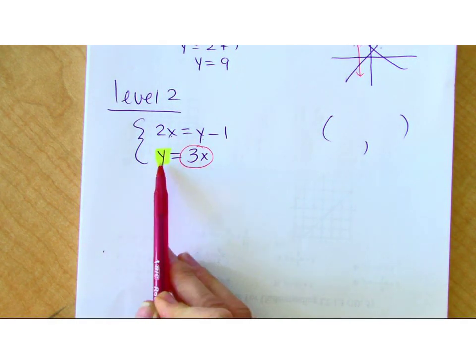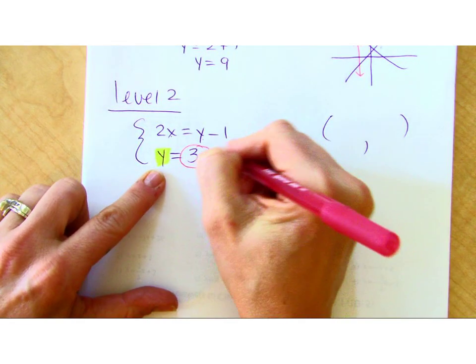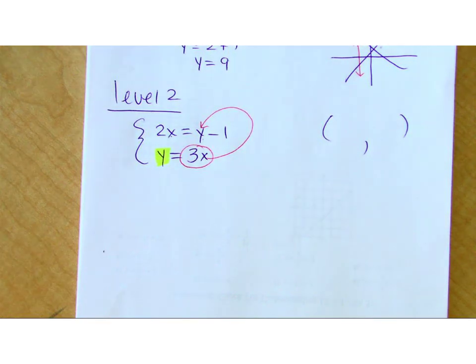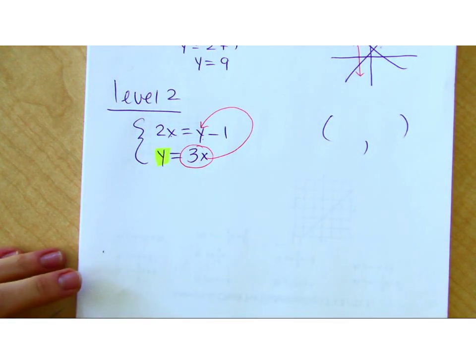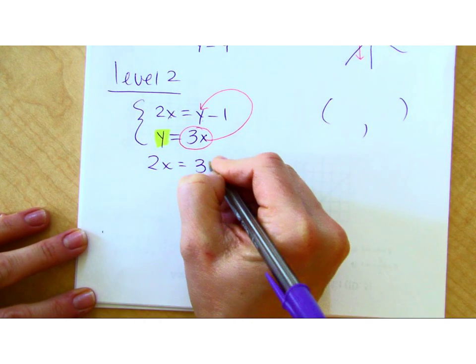But does it say x equals 3x? No. The whole y value is 3x. Got it? So I am taking that y value and putting it right there. And this is going to give me 2x is equal to 3x minus 1.